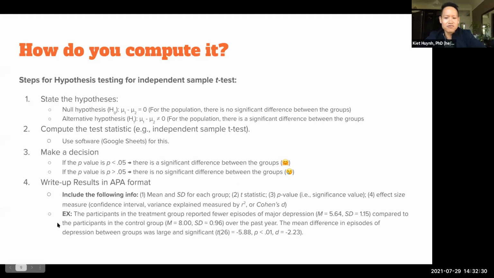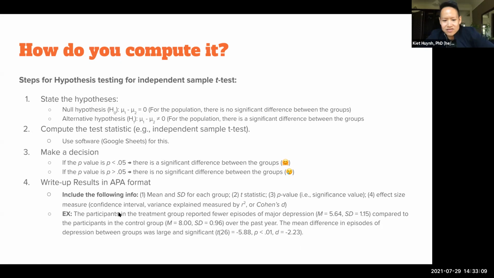So here's an example of a write-up that you would see in a journal. Participants in the treatment group reported fewer episodes of major depression compared to participants in the control group over the past year. So here, this is a study where there is some type of treatment, maybe a medication treatment, and it's given to 2 groups of people. The medication is given to one group, and the other group gets a placebo. They don't get any medication. And then they compare to see afterwards whether there's reduction in depressive episodes over the last year for those who receive medication versus those who don't.